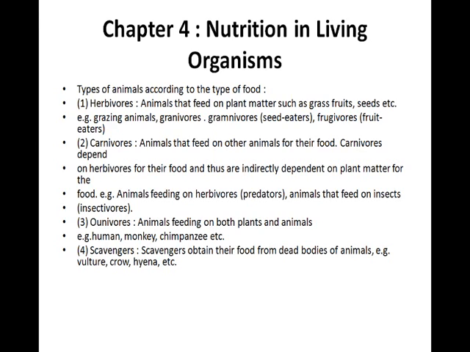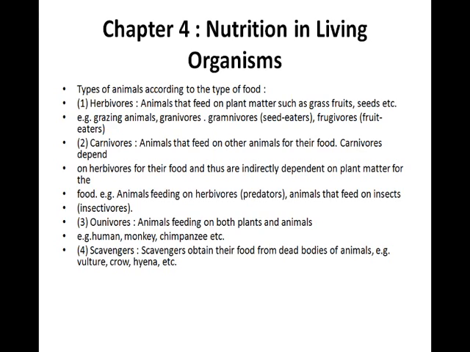Third is omnivorous. The spelling mistake is here, you can correct it later on; an M will come here. Omnivorous animals feed on both plants and animals. We human beings come under omnivorous, because we depend on animals and we also depend on plants. Human, monkey, chimpanzee are a few examples of omnivores, which depend on both plants and animals.